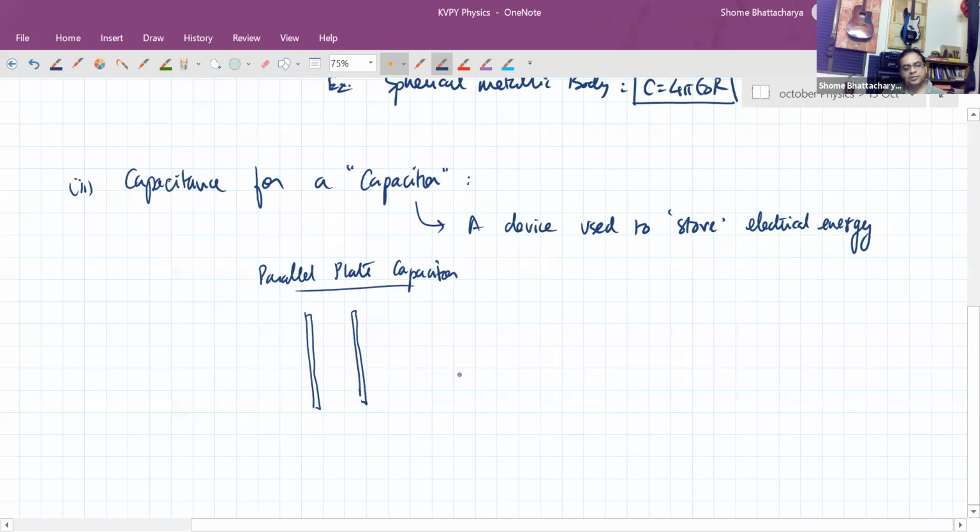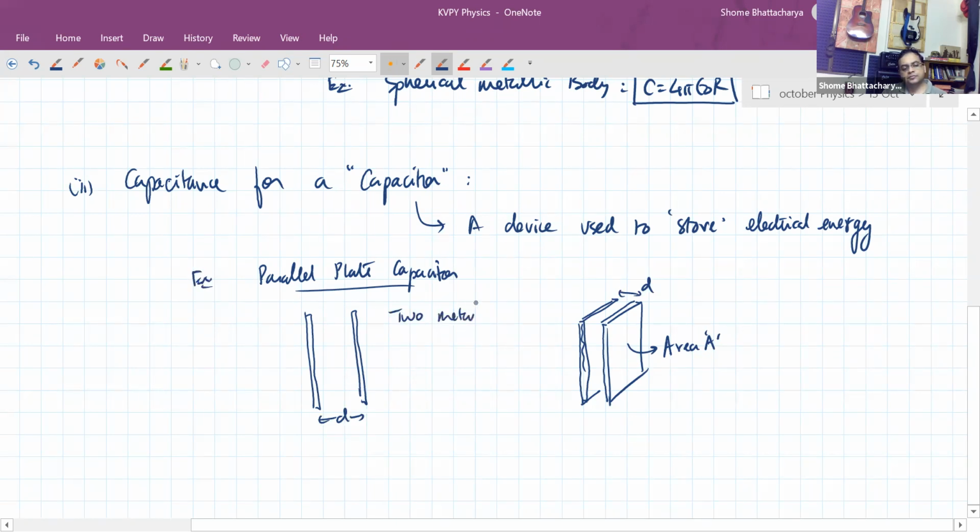It consists of two metallic plates. So the geometry is more like two thin metallic plates like this, which are kept parallel to each other at a certain gap. Same size and all that, same surface area. So suppose these are of surface area A, and they are kept at a distance d. So the side view looks like this. So a parallel plate capacitor consists of two metallic plates placed parallel to each other.